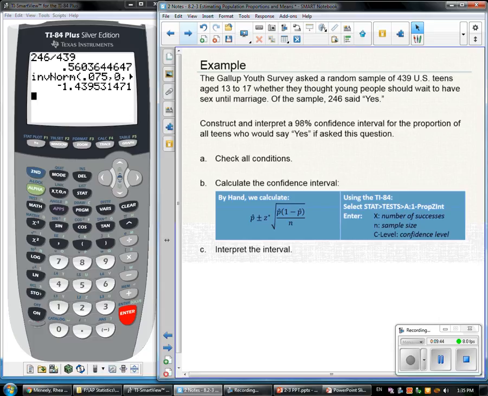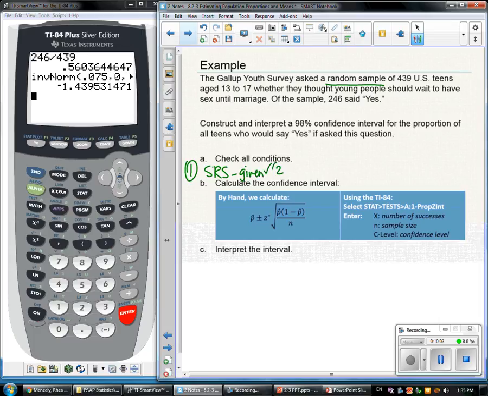So the first thing we want to do is check conditions for inference. And remember, there are 3 of them. The first is that we want to make sure that we're dealing with a simple random sample. And I can see that that is given to us in the problem. It tells us that there's a random sample, so I can say that that is given. So that condition is met.